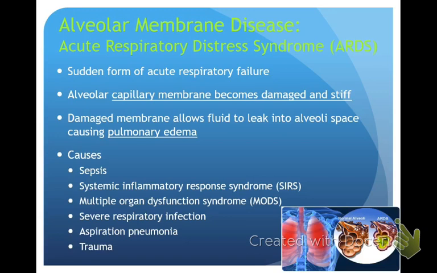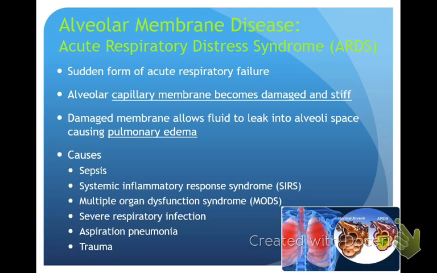You can get ARDS from any lung injury. You can get ARDS from any major illness. This is basically an immune response that damages the capillary membrane. So the capillary membrane becomes damaged and stiff. So you would think, where's the fluid coming from? If the membrane is damaged and stiff, how does the fluid get through there?